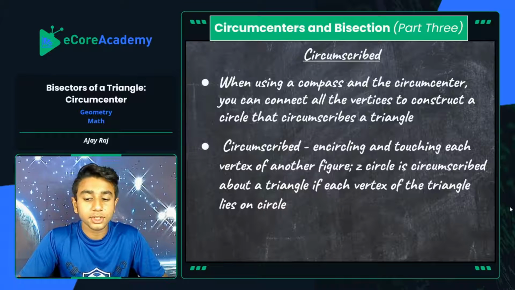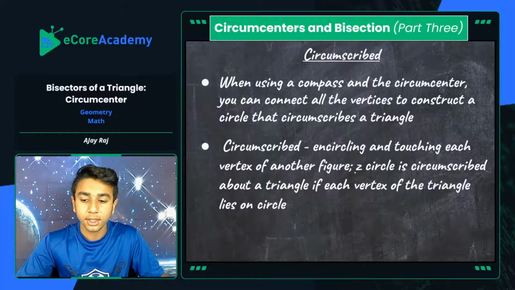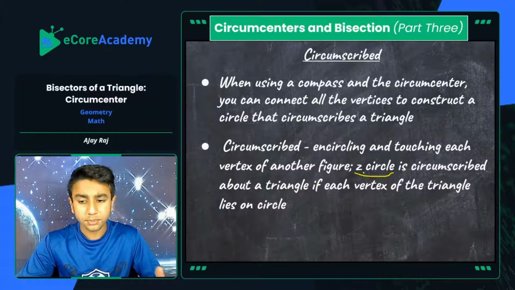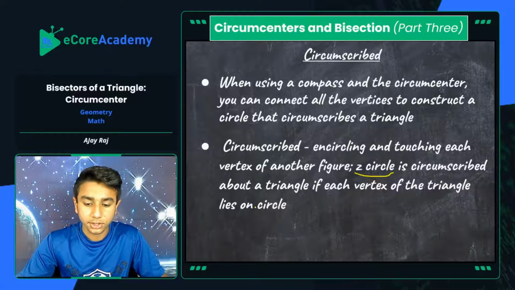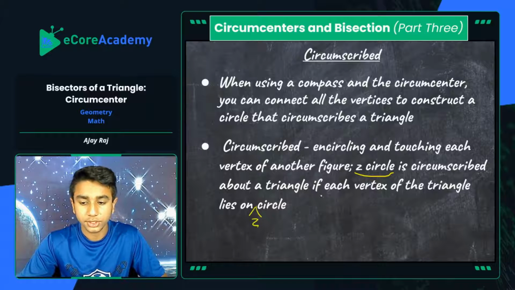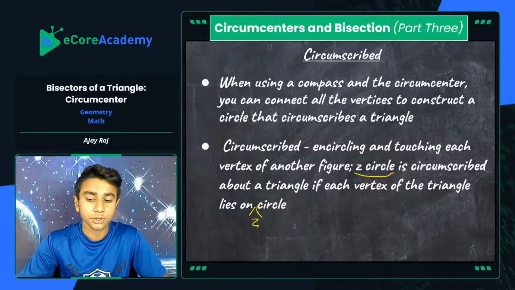And this circle, I said Z circle, meaning this is often referred to in geometry as the Z circle. The Z circle is basically your governor circle, your representative circle. So the circle is circumscribed about a triangle if each vertex of the triangle lies on the circle. So basically, if you can circumscribe a triangle, you're placing the triangle inside the circle so that each vertex is a point on that circle. I'll show you what that looks like.